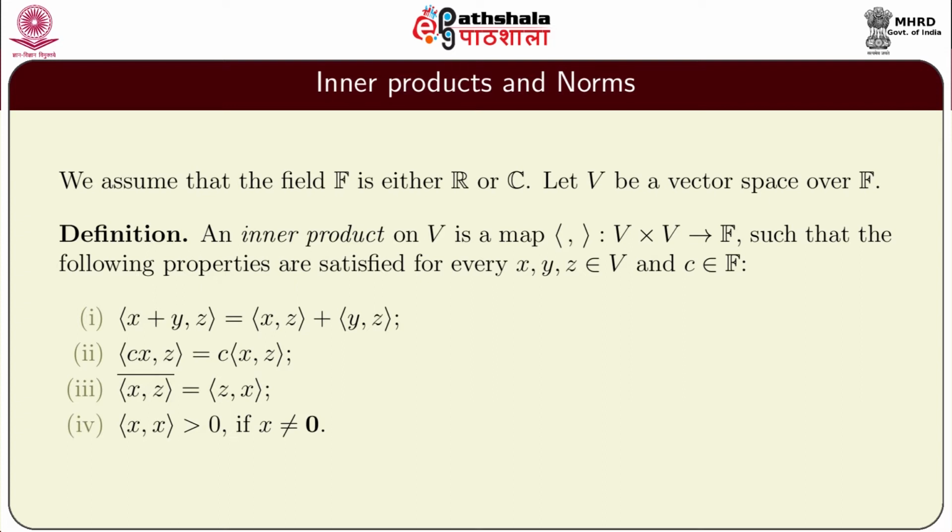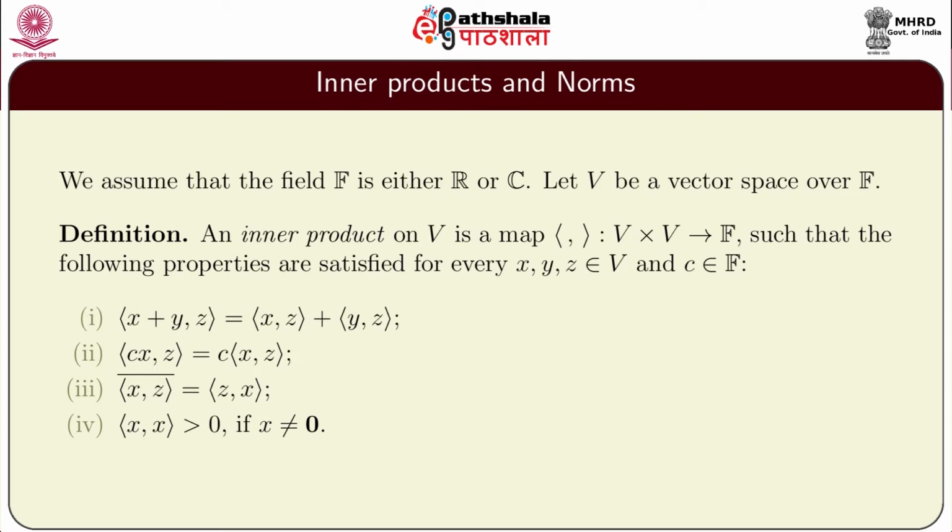Let us first define what is called an inner product on a vector space V. This is a map from V cross V to the field F, and you can see the map is defined by this symbol, where there are two spots to take two entries from the vector space V, and it's an F valued map which should satisfy the following list of properties.